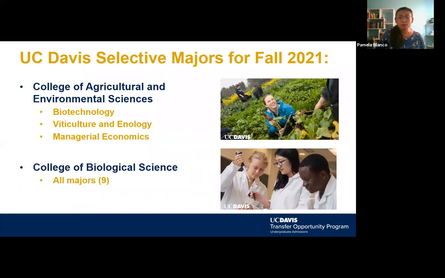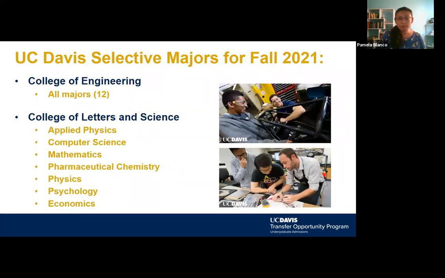For this coming fall, we have biotechnology, viticulture and enology, as well as managerial economics in the College of Agricultural and Environmental Sciences. In the College of Biological Sciences, all of our 9 majors are considered selective. All of our majors in the College of Engineering are also considered selective majors. And in the College of Letters and Science, we have applied physics, computer science, mathematics, pharmaceutical chemistry, physics, psychology, and economics. Those are all selective majors.